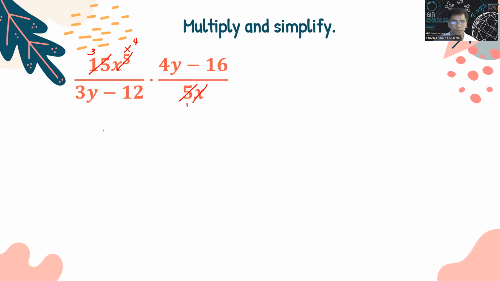And also, if i-factor natin yung numerator and denominator sa 4y minus 16 and 3y minus 12. So, naging problem na din natin to kanina. So, we have here 3x raised to 4 yung natitira. And here, we have 3 times y minus 4. Okay, and also 4 times the quantity of y minus 4 over 1.